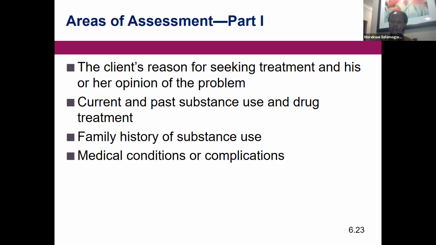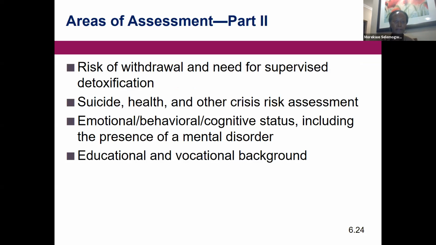Additionally, family history of substance use is important in terms of gathering information, as this part can help us see whether the family is an asset or recovery capital or not, or some of the things that could contribute to being a barrier. We also gather information on medical conditions and complications, because we understand that sometimes our clients have comorbid or co-occurring disorders. And therefore, when there are co-occurring disorders, it does make treatment more challenging as compared to when you just have one single diagnosis.